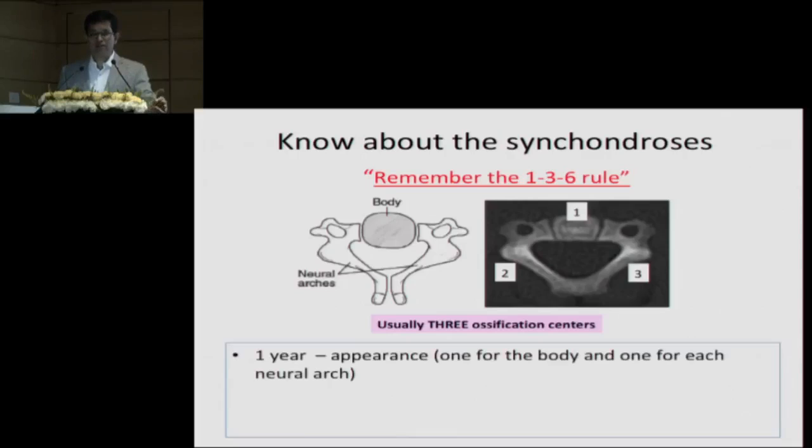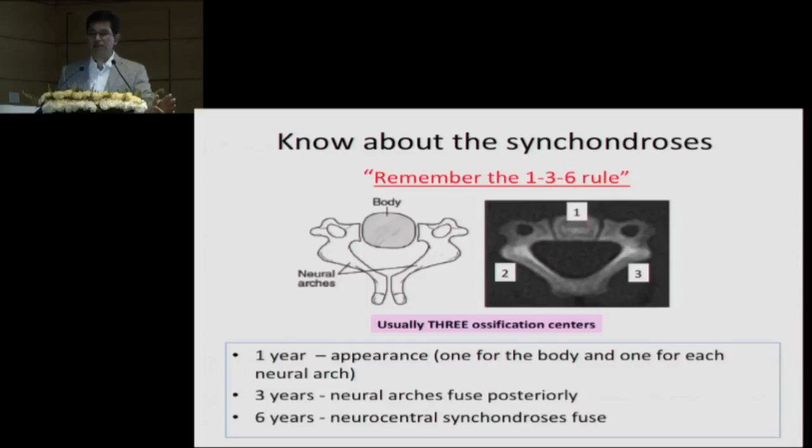So 1 refers to the first year, when all the 3 ossification centers appear. 3 is the time when the neural arches fuse posteriorly. And by 6 to 7 years, all the 3 synchondroses have to fuse with each other. So more than 8 years, you don't see the synchondroses, and less than 8 years, you should know when these appear and when they fuse with each other.